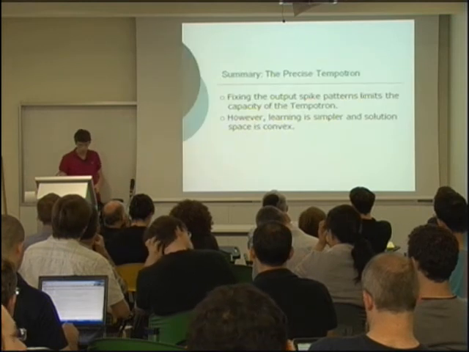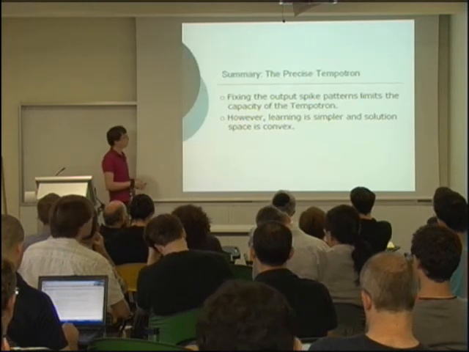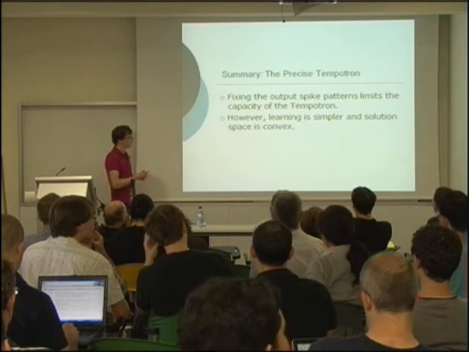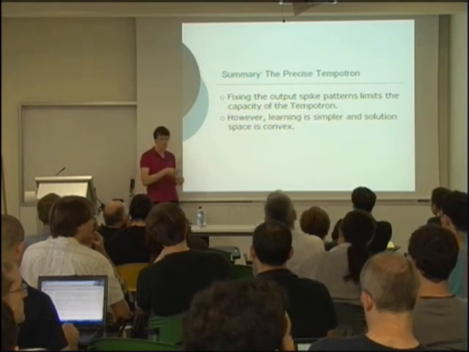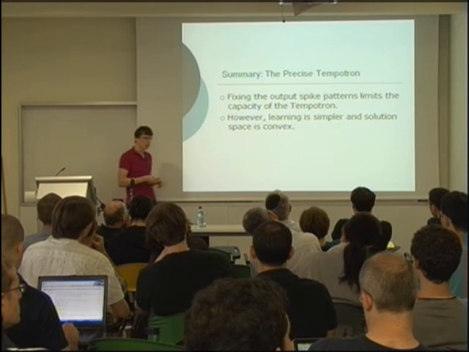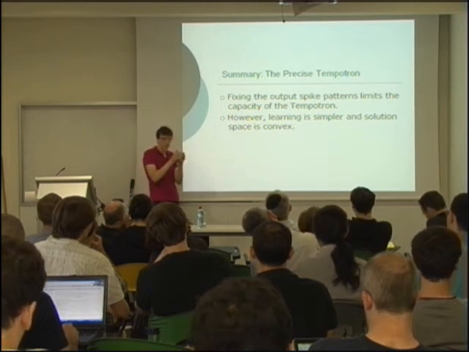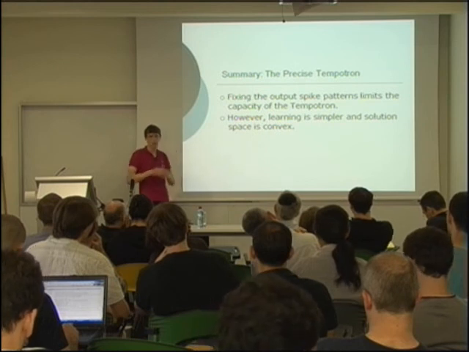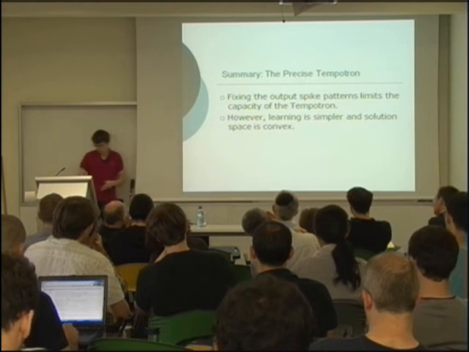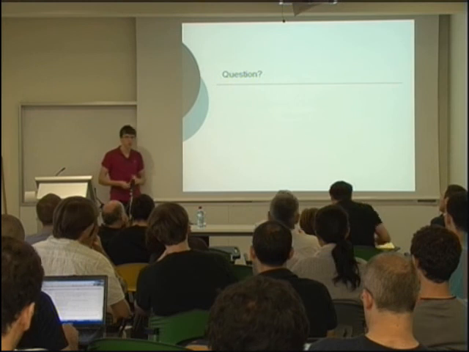So to summarize, fixing the output spike patterns limits the capacity of the Tempertron, but on the other hand, it's a much simpler task to learn because if you think about it, it's like a perceptron, and the solution space is again one convex volume in weight space. If you have any questions.